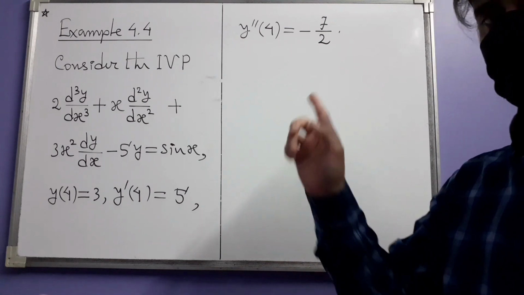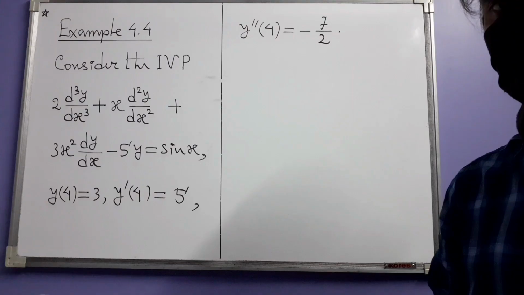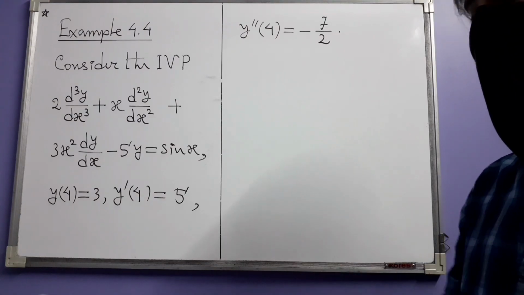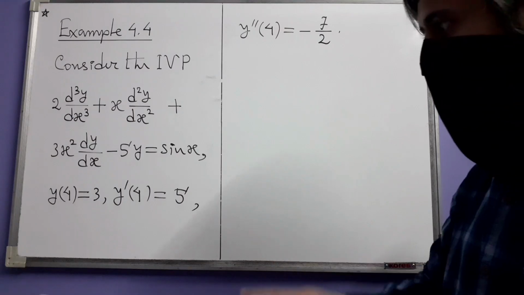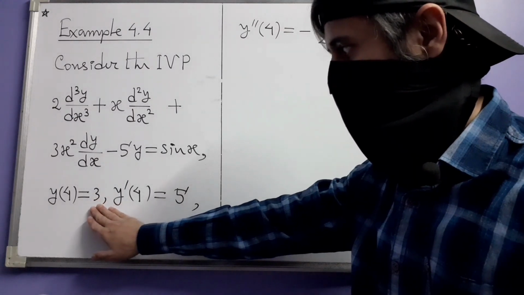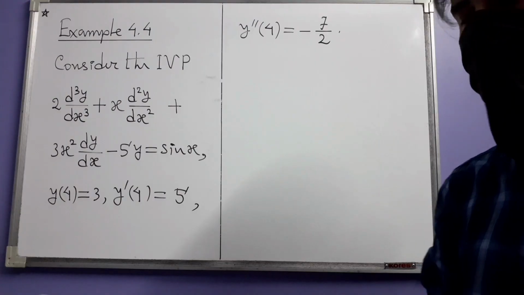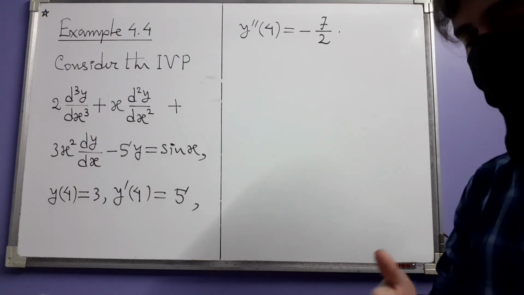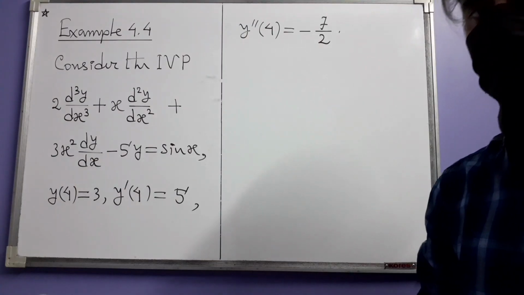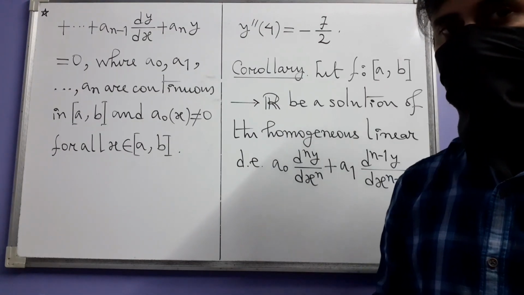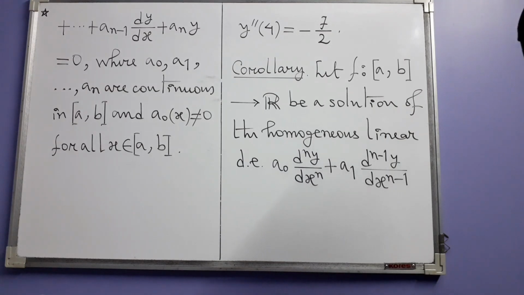And that is why by the above theorem, this IVP also has a unique solution inside any interval that contains this 4. In this case, x0 is 4, c0 is 3, c1 is 5 and c2 is minus 7 divided by 2. We have only this because the equation is of order 3. Now that theorem has a useful corollary also. Let's see what it is.